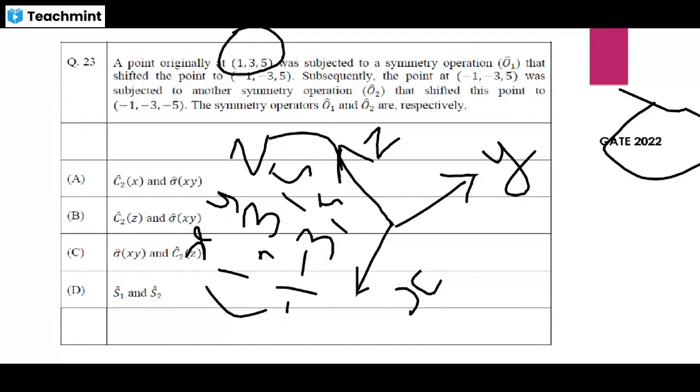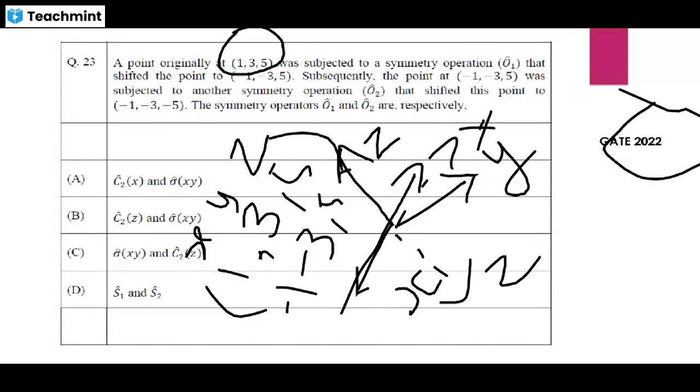What symmetries can you do? First you take the C2(x). C2(x) means rotation by 180 degrees about the x-axis. If you rotate along the x-axis, y and z change to their negatives: z becomes minus z, y becomes minus y. So this is not the answer. C2(z) means if you rotate along the z-axis, z is not changed, but x goes to minus x and y goes to minus y. So this is the answer, minus x, minus y. It means the answer is C2(z).